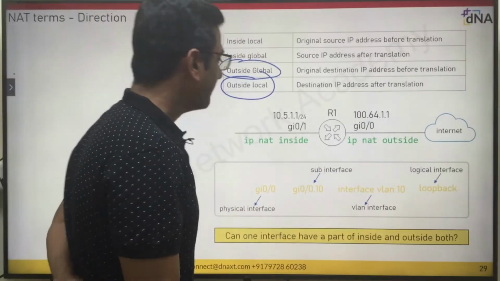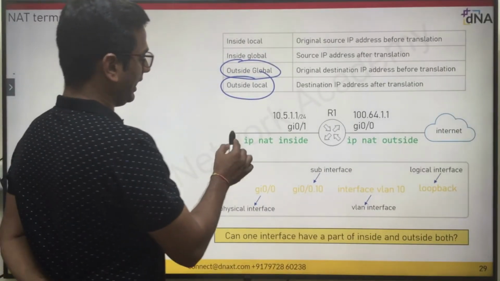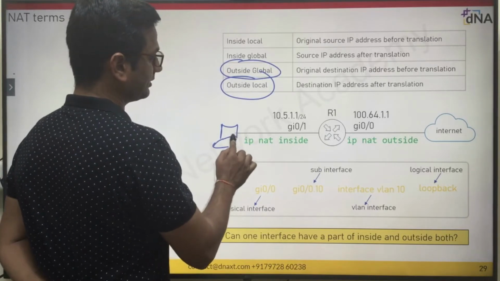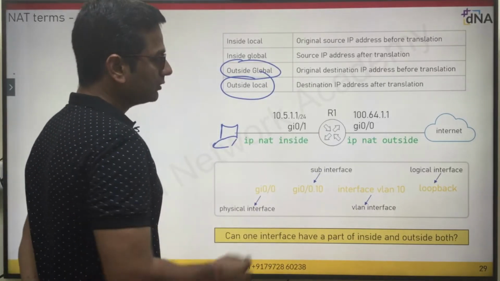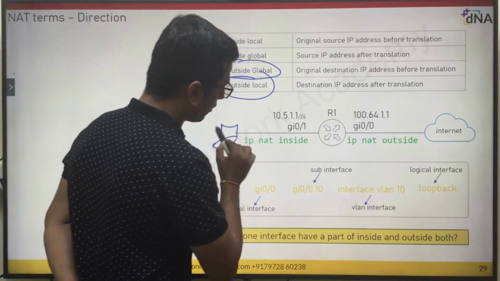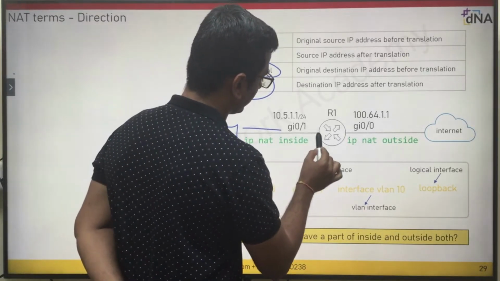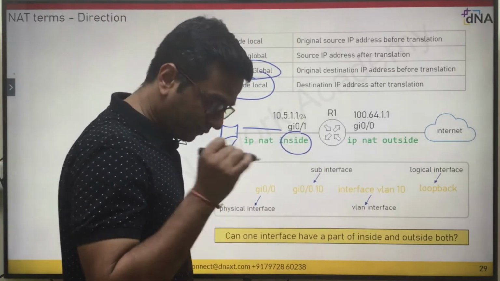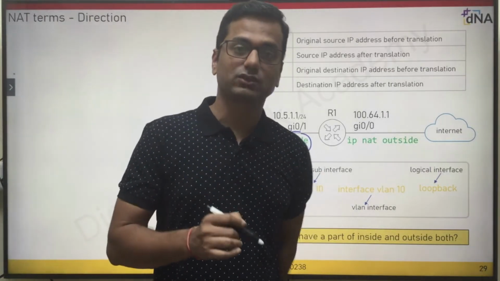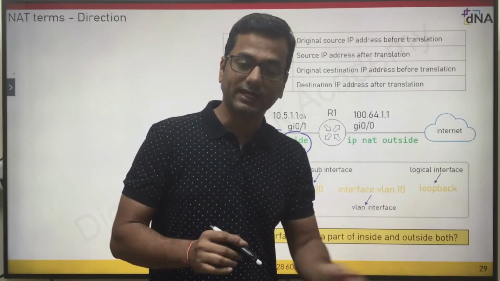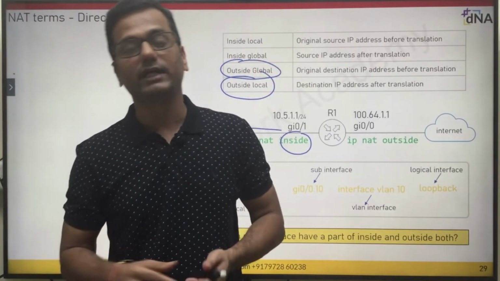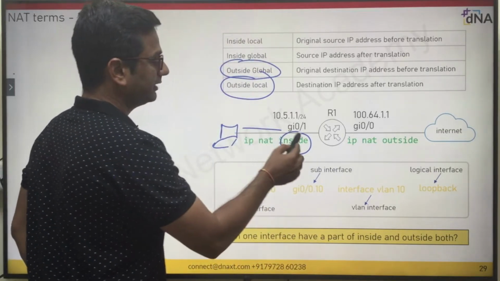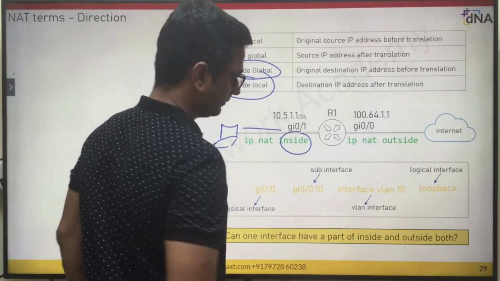Clear? Now consider here I have one PC, and that PC would like to access the internet, and this PC has a default gateway on the router. So the traffic is coming from the LAN interface. So what do we call this? Inside. So while configuring, you have to define the direction. This interface is my inside and this interface is my outside. Clear, right?